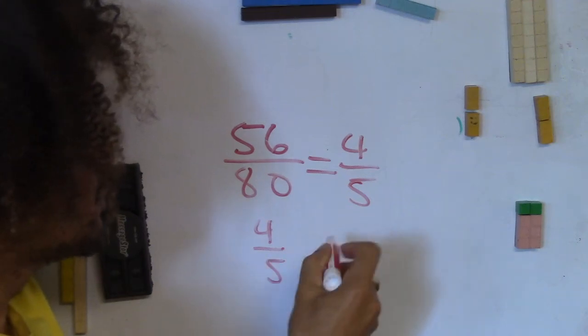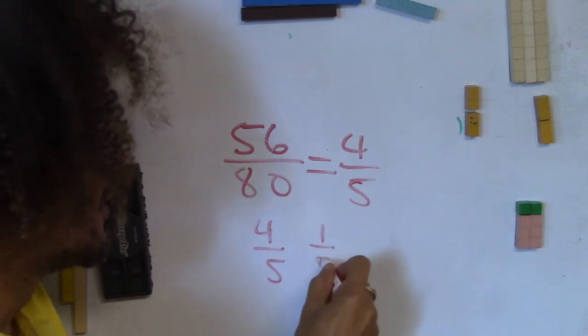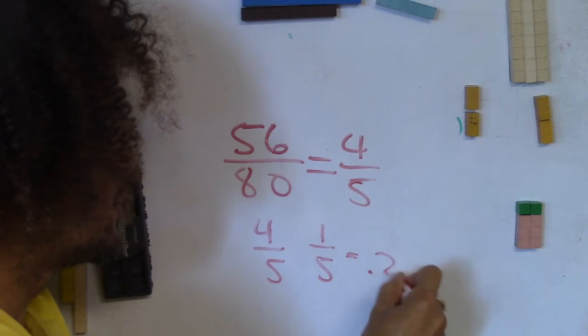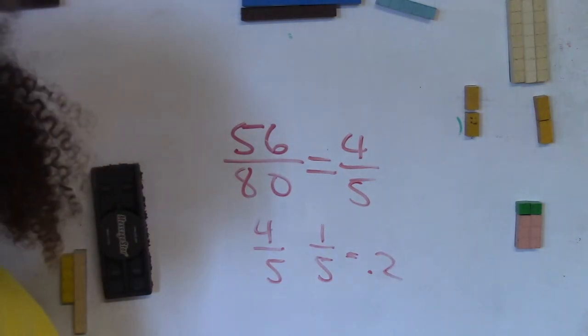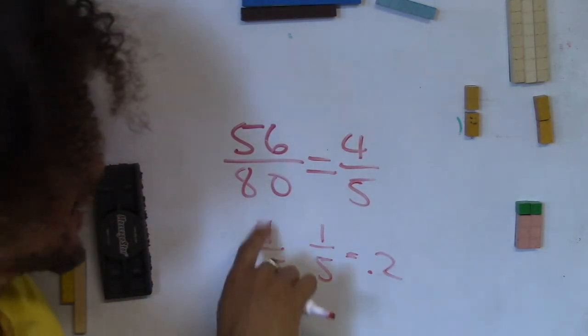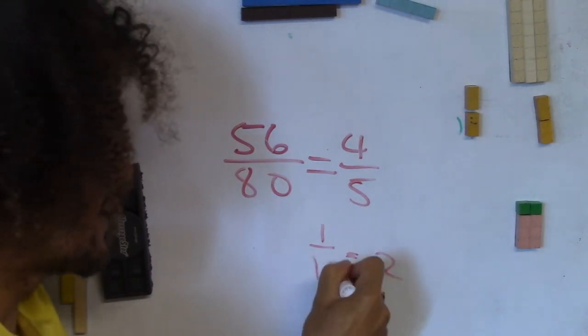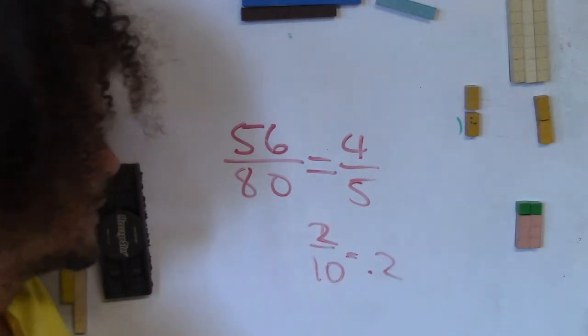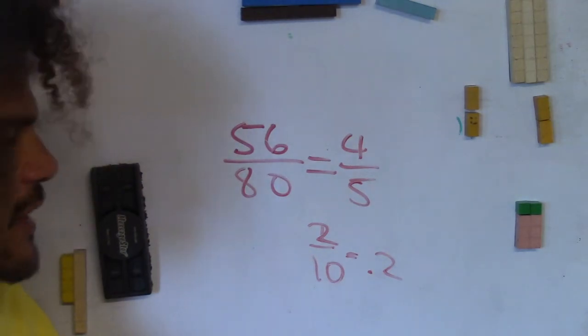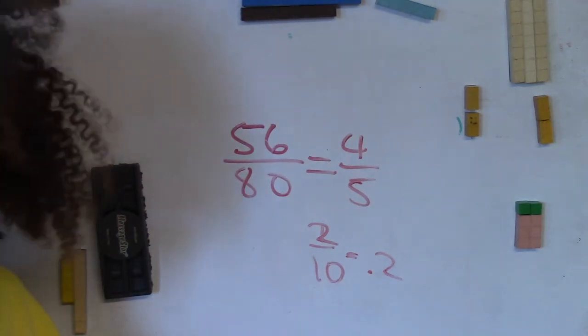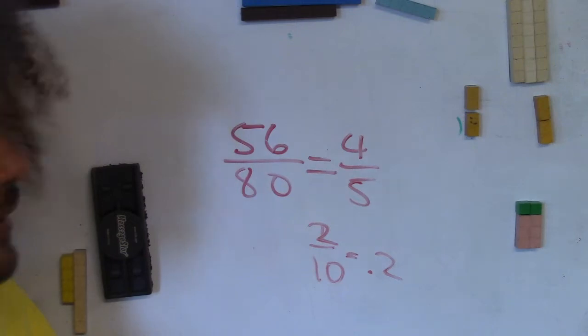Oh, so wait a minute. So you knew that 1/5 was the same thing as 0.2, right? Okay, watch. Look over here. So if I want this to be 10, I have to multiply everybody by 2. And 2/10 and 1/5 are the same number.